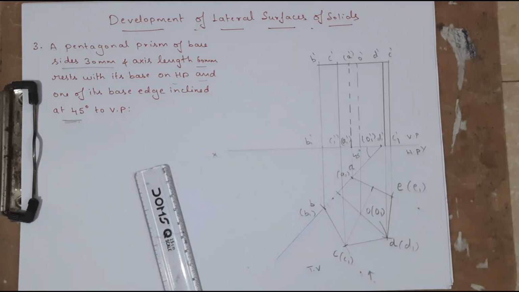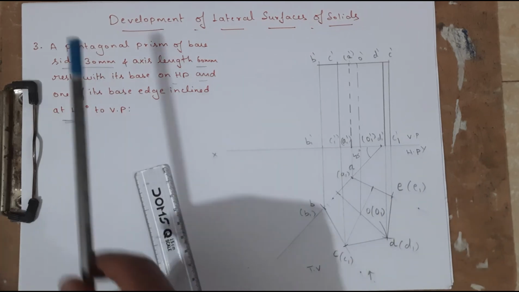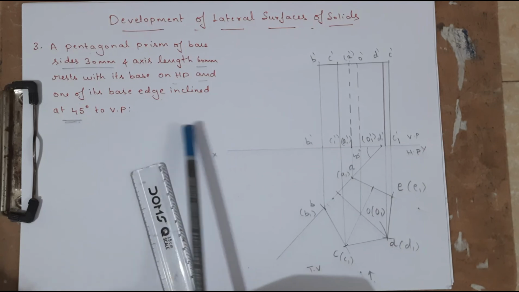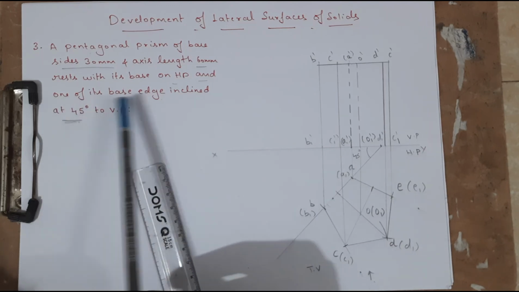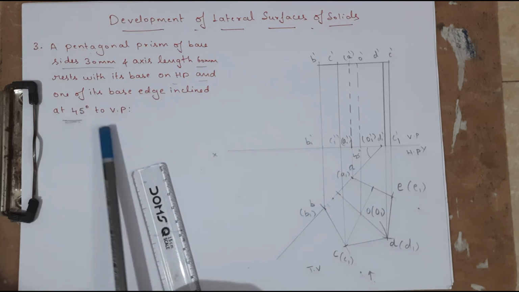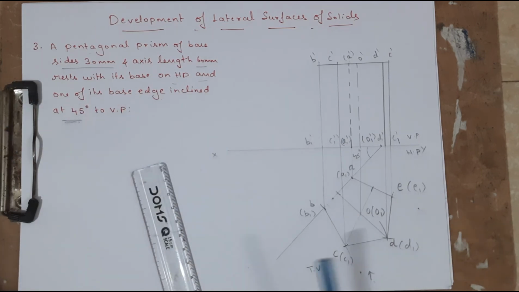Okay, so this is the front view and top view of a pentagonal prism, such that one of its base edges is at an angle of 45 degrees to VP. Okay, so this is about the initial conditions. This is very much important.